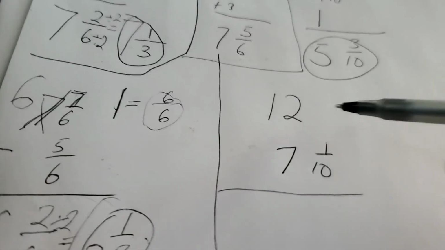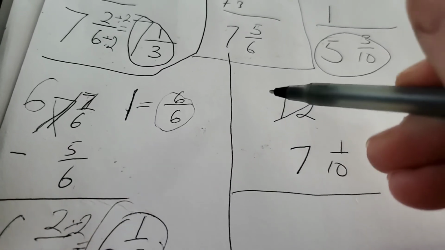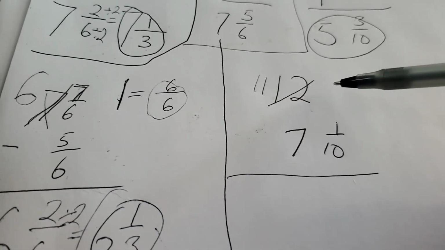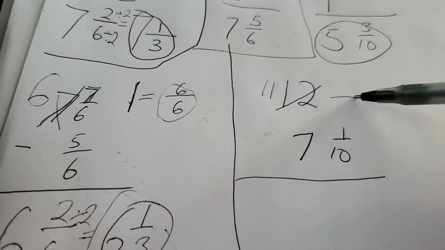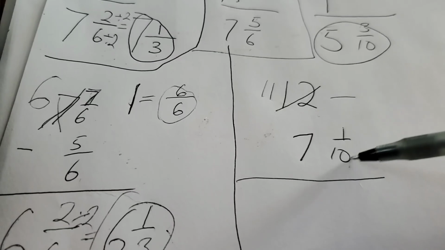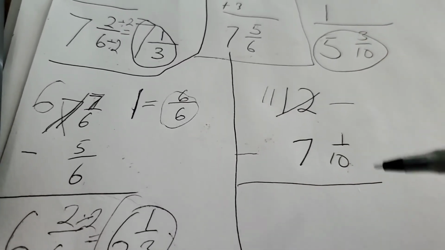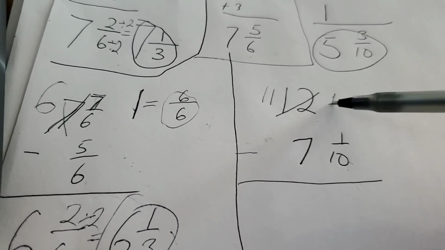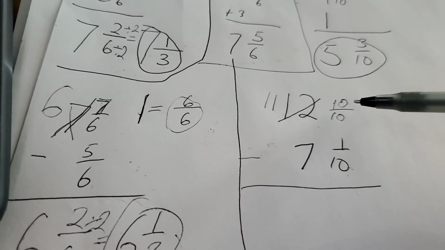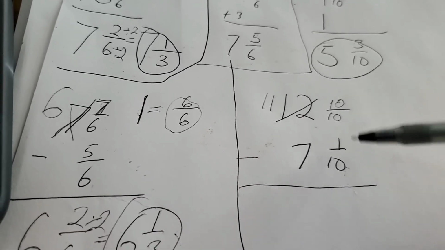So the way to do that is the same kind of thing we just did. We're going to borrow 1 from the 12 to make it 11, but we're not going to write 1 over here. We have to write a fraction over here that's equal to 1. And we want that fraction to have the same denominator as this fraction so we could subtract easy. So it would be 10/10. 10/10 is the same thing as 1. And it's got that common denominator that I want now.